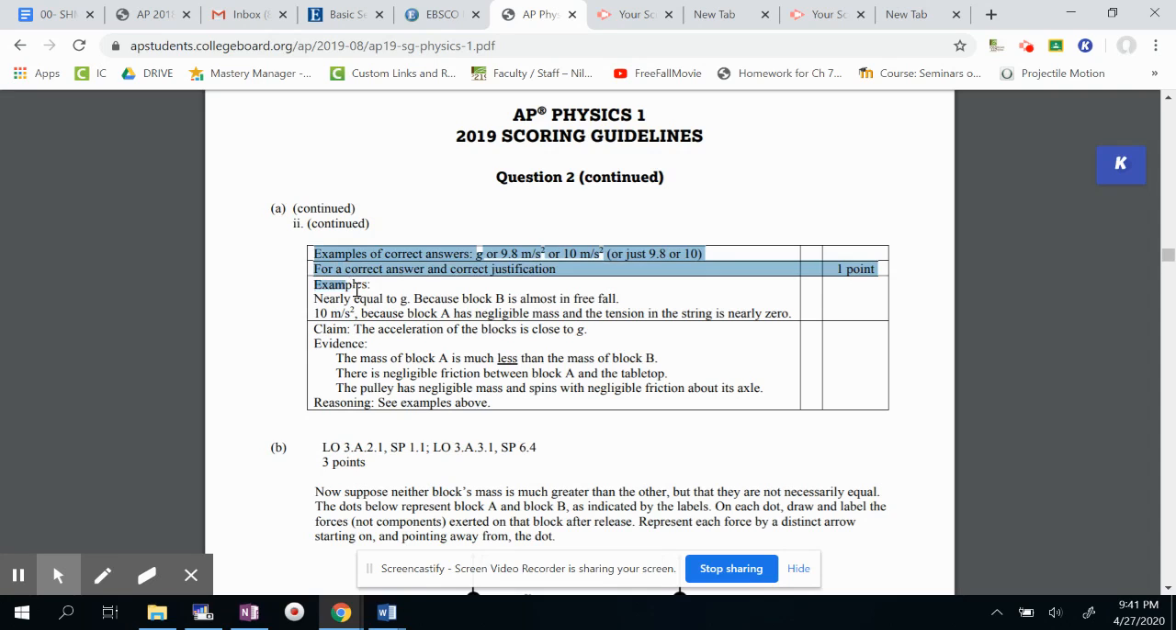Oh, this is just a one-pointer. Oh, for correct answer and justification. So you have to get both to get the point.